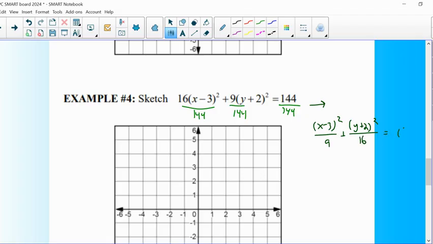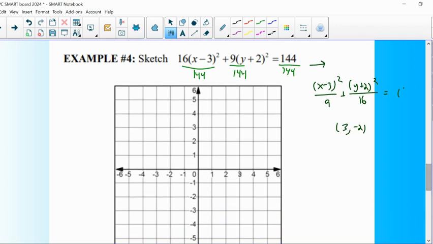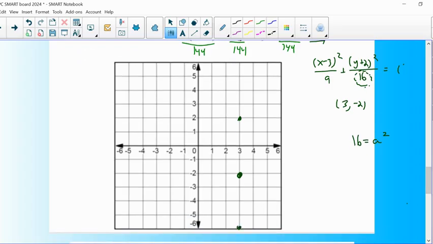Great. So now we see its center. The center is at 3, comma, negative 2. So I'm going to go over 3, down 2. There's my center. And then, in this case, y is the larger value, the y squared term. So 16 in this case is equal to a squared. So I'm going to go plus or minus 4 in the y direction. Put a point there. Put a point. Go down a little bit more. There we go. And then 9 would be my b squared value. So the square root of that is 3, or negative 3, depending on left to right. And we can draw our ellipse.